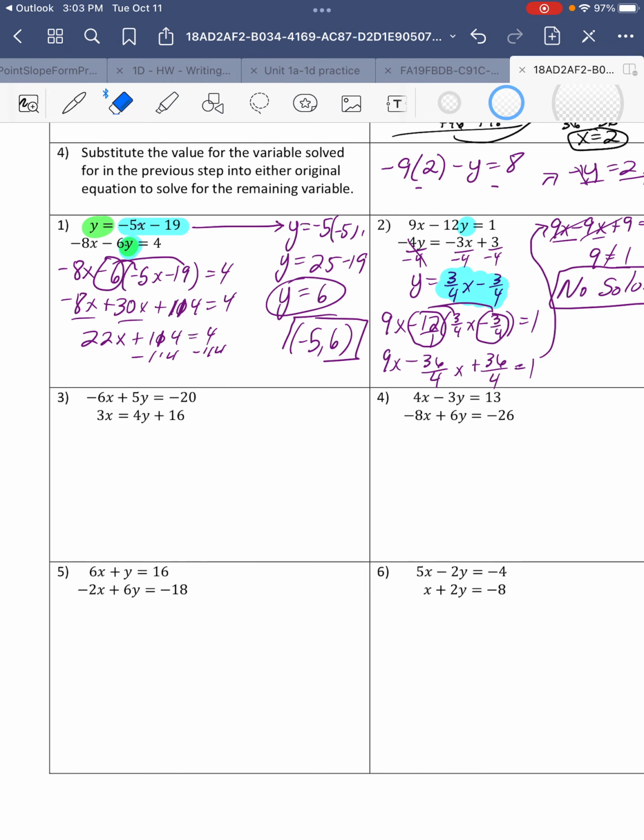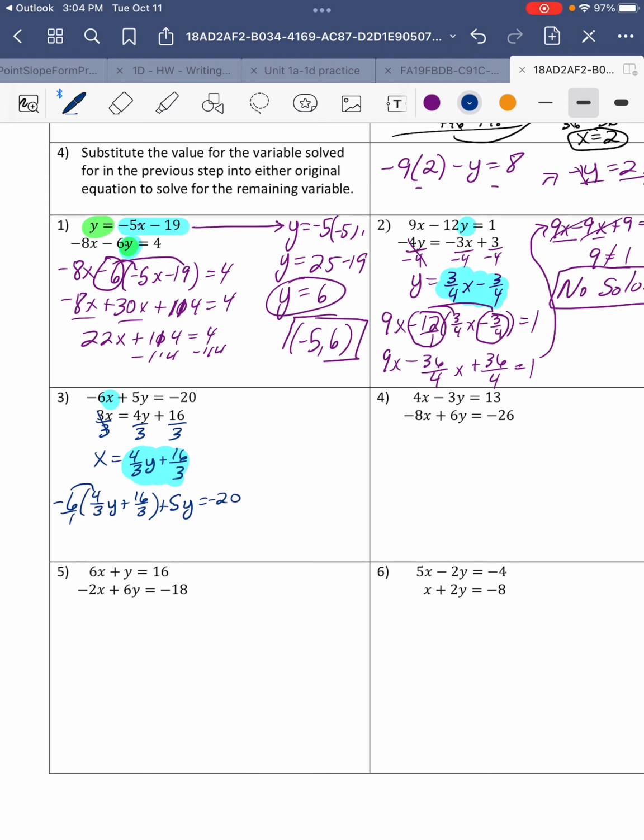All right, let's get up to the next one. How can we solve for a variable easily? I think the bottom equation is probably the easiest. Divide by 3 to get x alone. So 4/3 y, 16/3. That looks pretty ugly, but it'll work. So the x equals, we're going to replace the x up top with what it equals. So we have a negative 6 times 4/3 y plus 16/3 plus 5y equals negative 20.